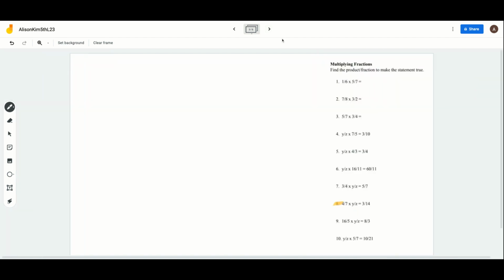Now we're going to move on to multiplying fractions. Find a product fraction to make this statement true. Okay, we're going to do number 8 together. Number 8 gave us 4 over 7 times y over z equals 3 over 14.